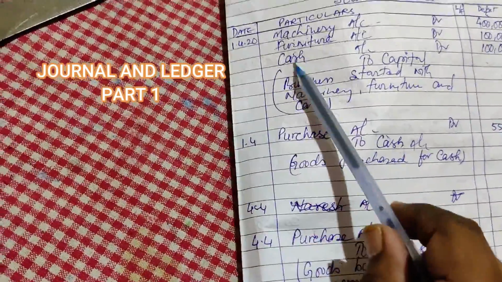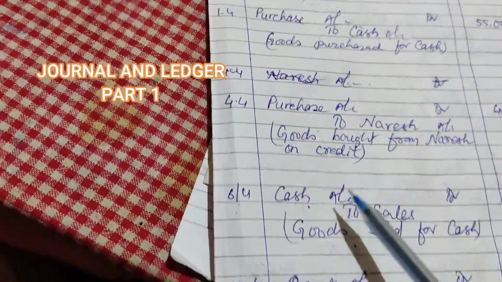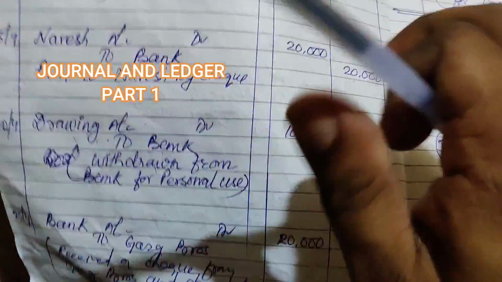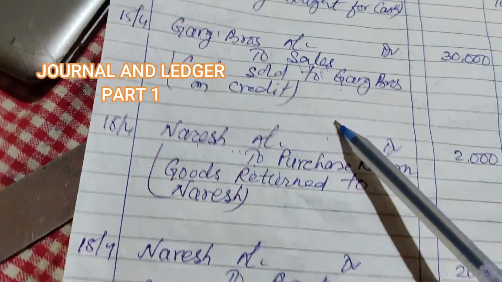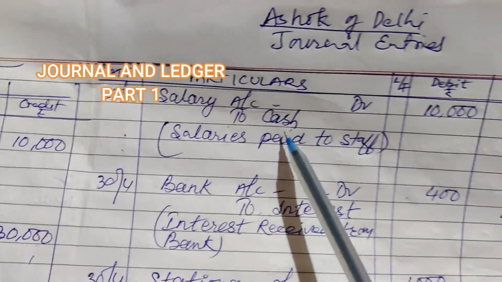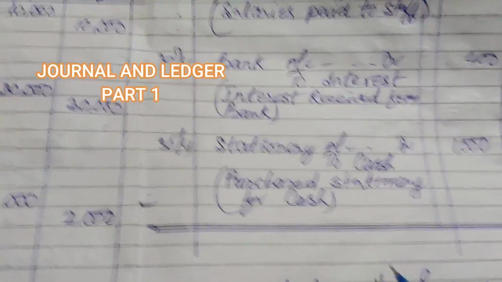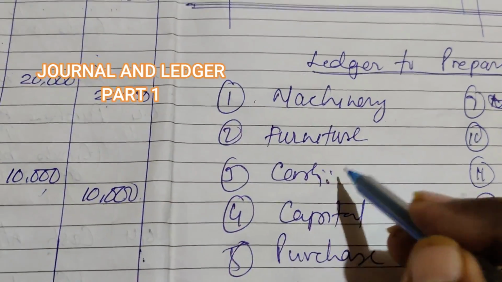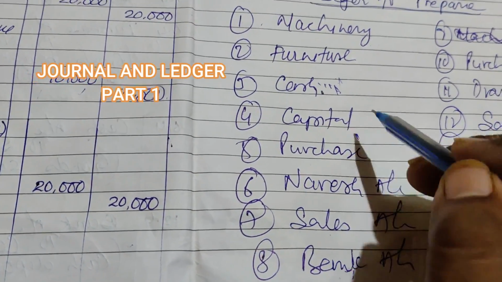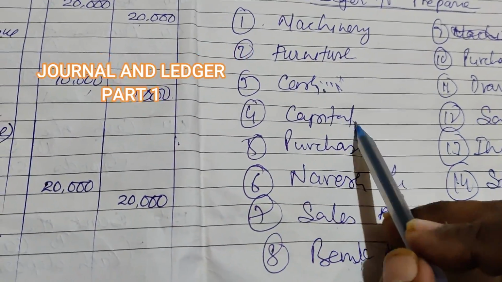See here, the first cash account is debited, the second cash account is credited, the fourth cash account is debited, and again here cash account is credited. Cash account is debited and credited many times. So there are a number of cash entries, and all cash will go to the cash account. Capital is only one account.